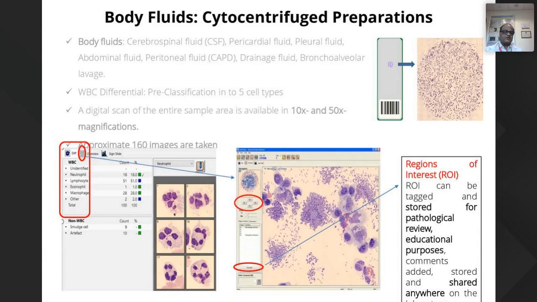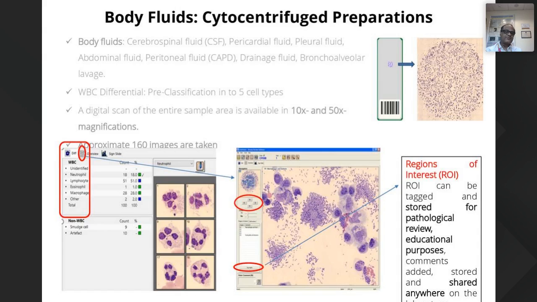Now, in addition to the peripheral smear, the CellaVision is also capable of doing two more important things for us. It can help us in pre-classifying the body fluids, which are already cytospun. These are cytocentrifuge preparations, where it is going to give you the pictures and the classification of the cells, which are seen on the left-hand side. And it will also have the region of interest, which you can tag for someone to review.